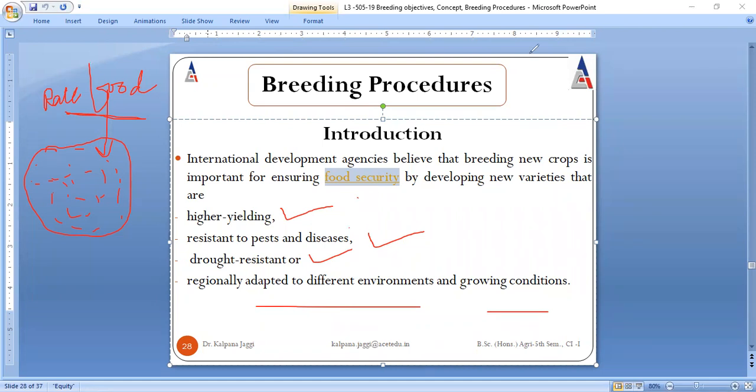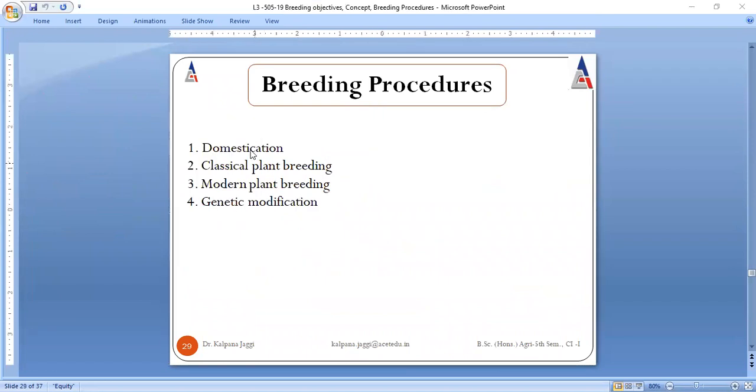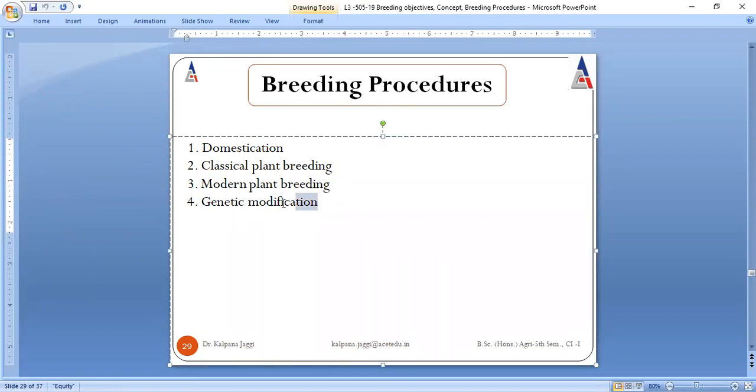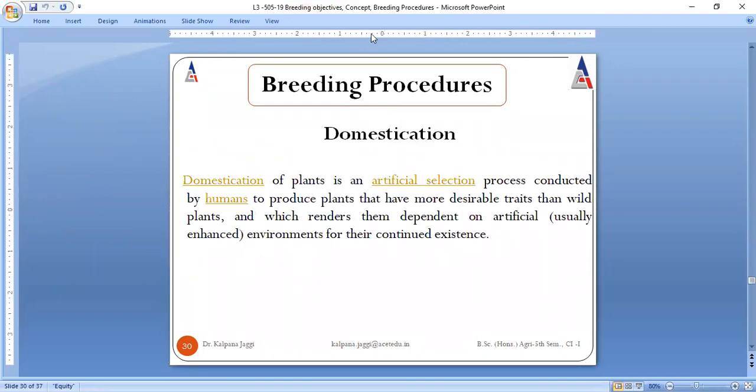Now I come to the breeding procedures. Very easy. Four kinds of breeding procedures are there. Very first is domestication. Then we have classical. Then we have modern. And at the end, we can also go for genetic modification. Very first is domestication.